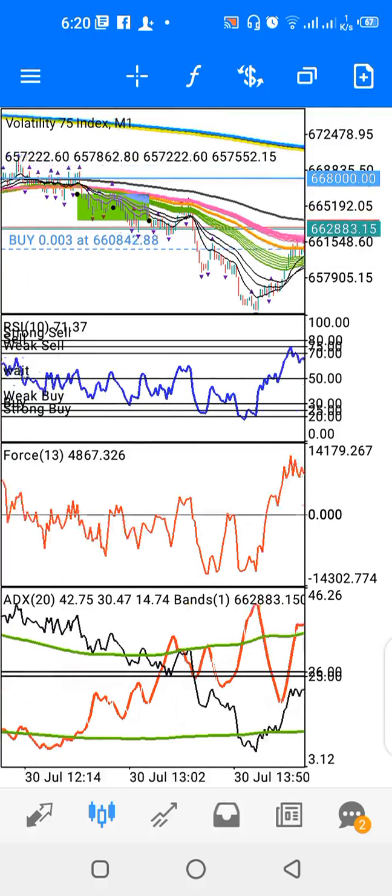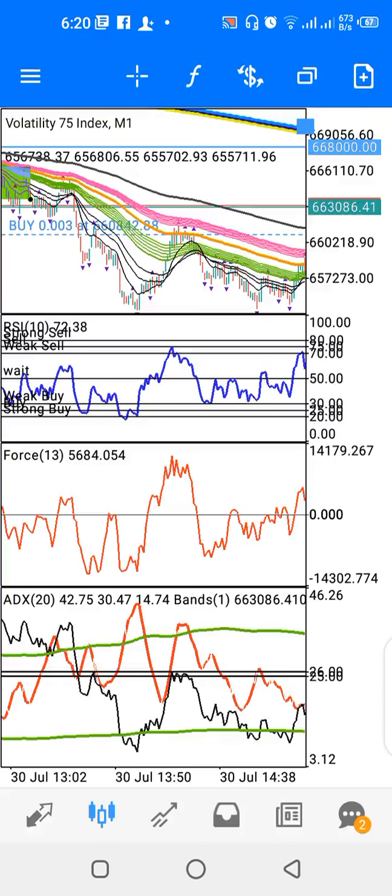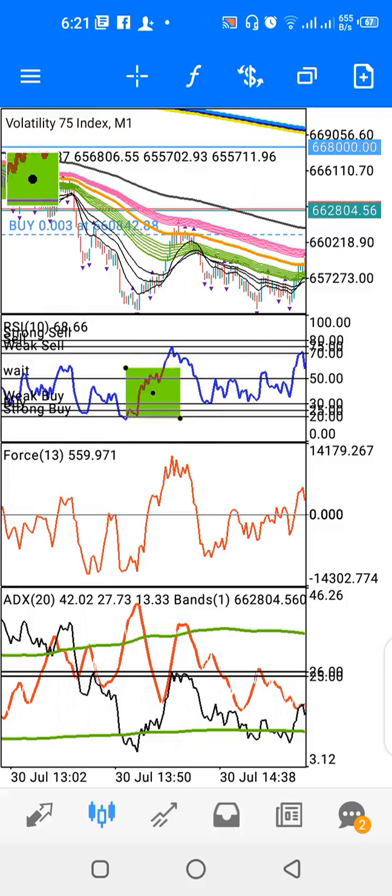Now for indicator window 1, you buy when you have the relative strength index line moving and crossing the mid line at the 50. That's when you buy.